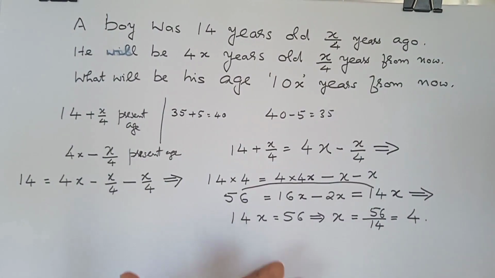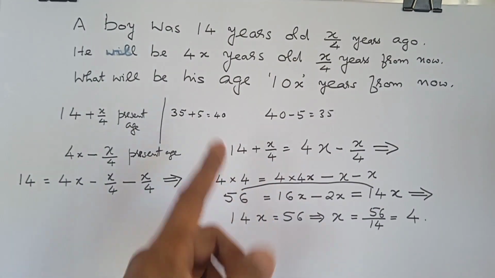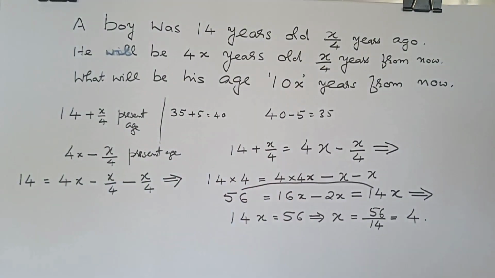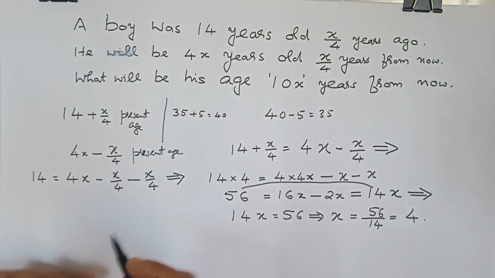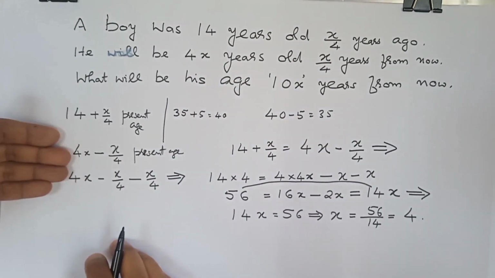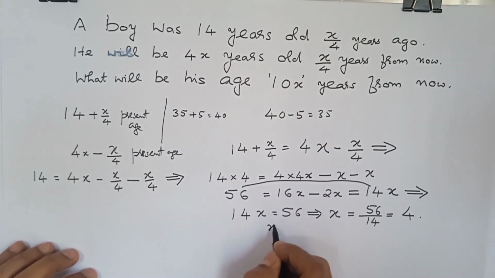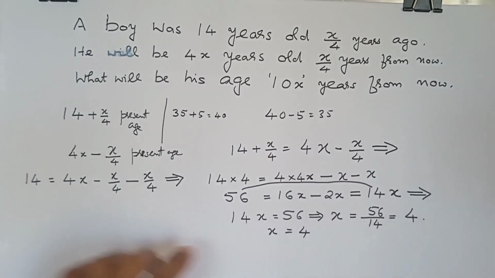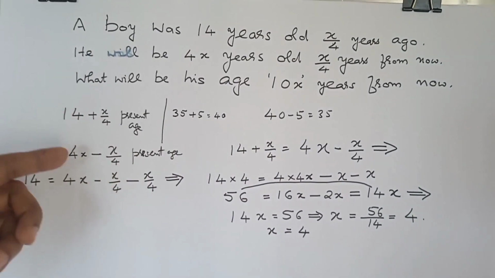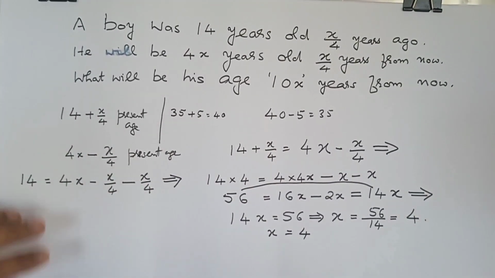But we are not really finding the value of x, we are finding something else. What are we finding actually? We are finding the age of the boy at some point in the future. So to find that, you need to arrive at his present age. Already we have two expressions for the present age. This x equal to 4, you substitute either here or here. Doesn't matter. Both will give you the same answer.